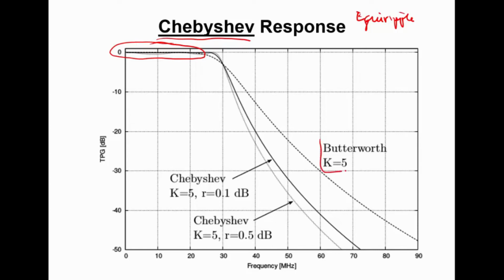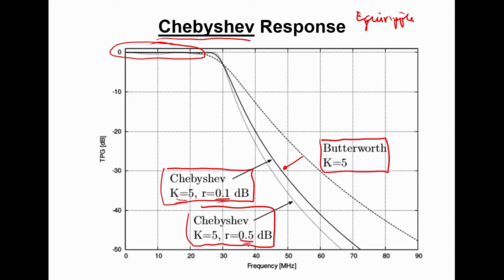To demonstrate that, here I have a Butterworth filter with k equals 5. Here's the Chebyschev response for k equals 5. In other words, the same number of components in the filter with a ripple defined to be up to 0.1 dB. And you see, using the same number of components, I can achieve a much sharper response. And in fact, if I allow the ripple to be greater, in this case the ripple is up to 0.5 dB, I can achieve even more selectivity. So the Chebyschev response is all about selectivity. It's a trade-off between selectivity and ripple. The more ripple you're willing to accommodate, the greater selectivity you can achieve.